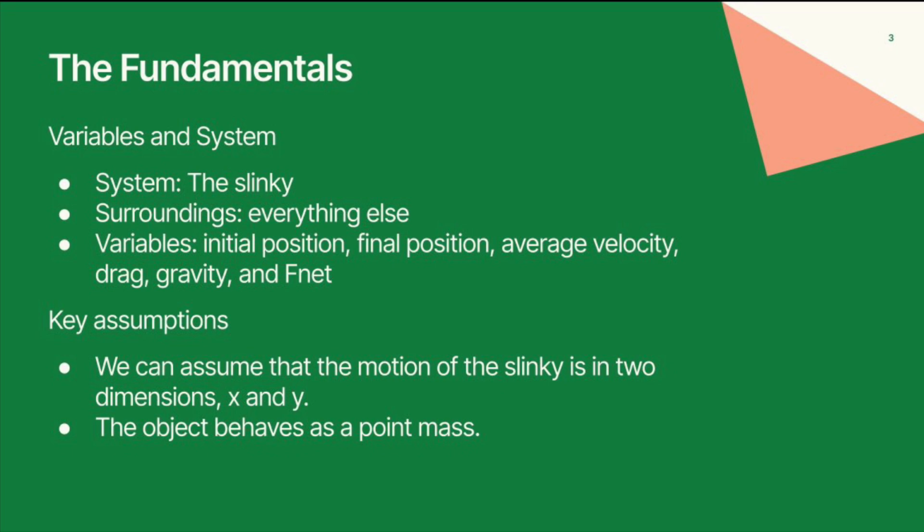Some key assumptions that we can make while doing this experiment are that the motion of the slinky is only in 2 dimensions, which is the x and y direction, and that the object behaves as a point mass.